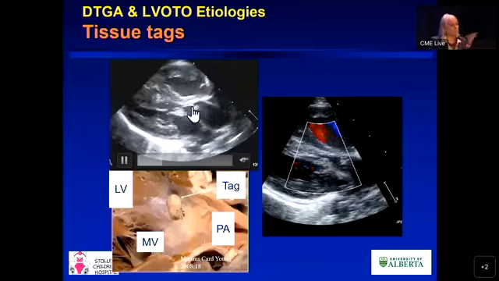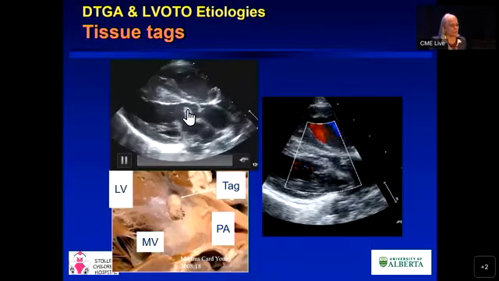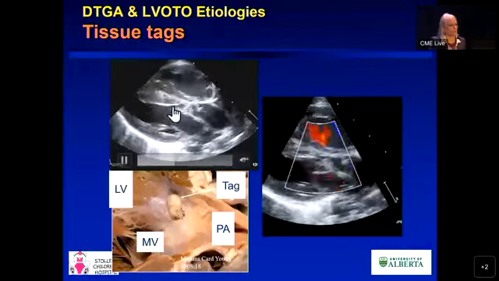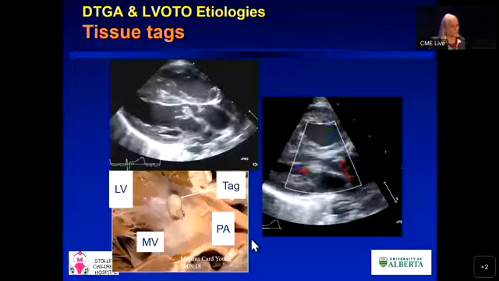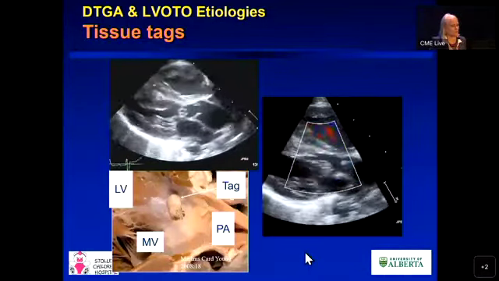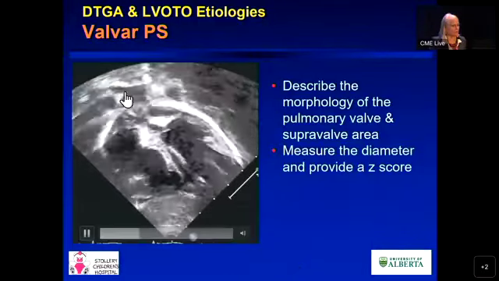This is another simpler case where you've got a good sized pulmonary valve. It looks pretty normal, but you've got tissue tags billowing from the anterior mitral valve leaflet into the LV outflow and creating obstruction. Fortunately, this is one that can be easily resected. This is not the same patient, I should say. This is an old one from Jeffrey's slides. So that's one that can be simply resected and not a problem.